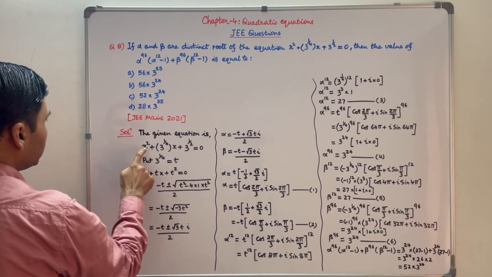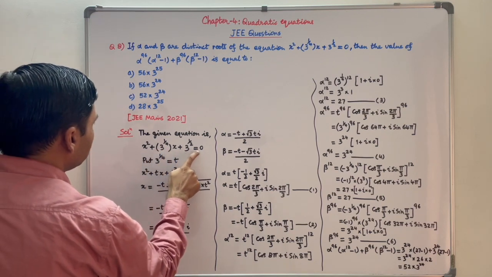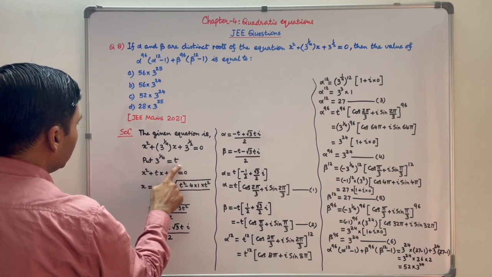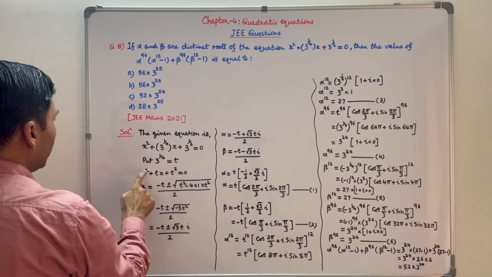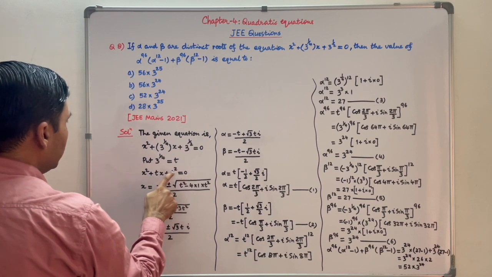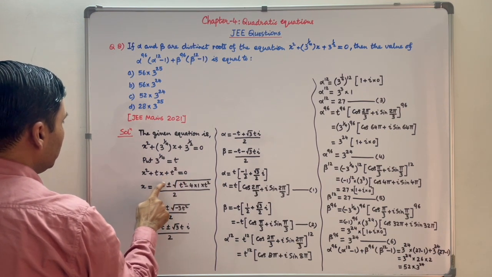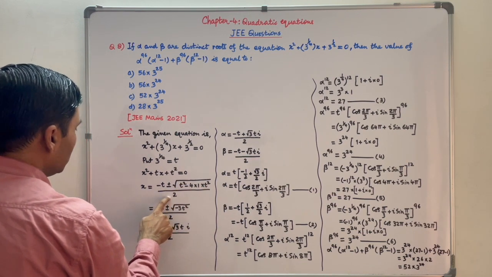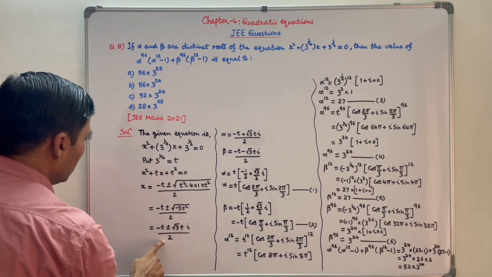The given equation is x square plus 3 to power 1 by 4 x plus 3 to power 1 by 2 is equal to 0. Put 3 to power 1 by 4 equal to t so that calculation will be easier. So the given equation will be x square plus tx plus t square is equal to 0. Its roots alpha and beta can be calculated by the formula minus b plus minus under root b square minus 4ac upon 2a. So the roots will be minus t plus minus under root 3 t i by 2.